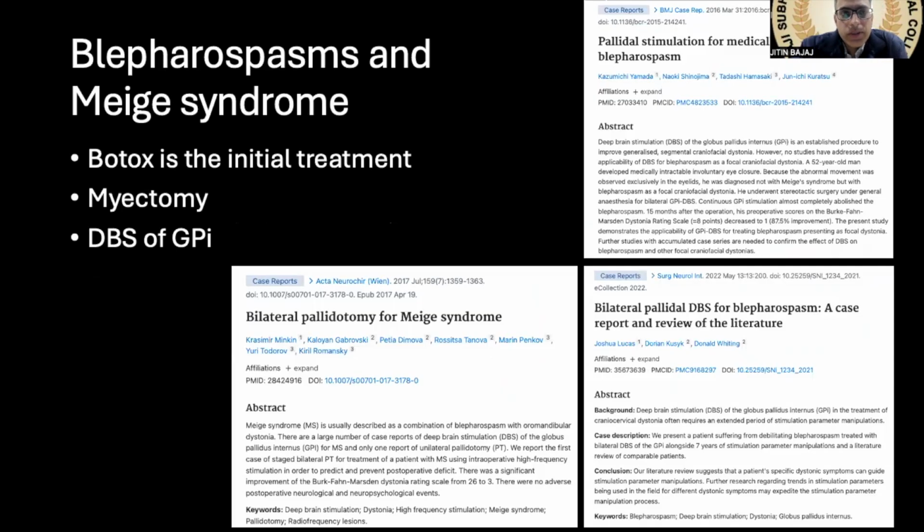Lastly, a few points about blepharospasm and Meige syndrome. As I said, blepharospasm is spasm bilaterally of both the eyes. And when it's associated with oromandibular dystonia, it's known as Meige syndrome. Again, in this, Botox is the initial treatment. However, if the Botox is not effective, you can go for myectomy. The risks outweigh the benefits. So in these patients, deep brain stimulation of the globus pallidus can be offered. This has been shown in multiple case reports to be very effective. You can also go for a bilateral pallidotomy in a staged manner for Meige syndrome.